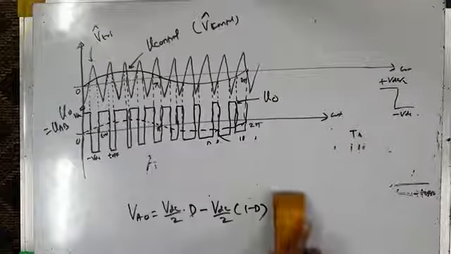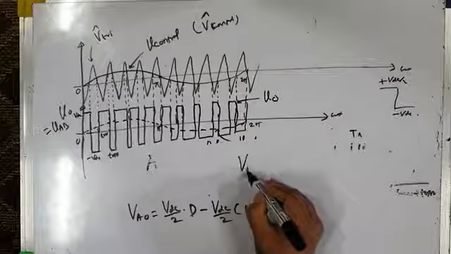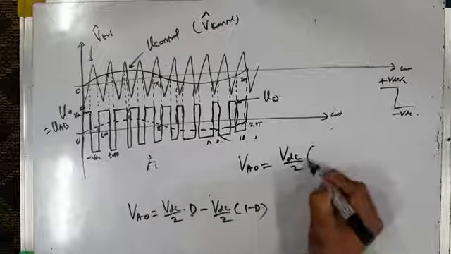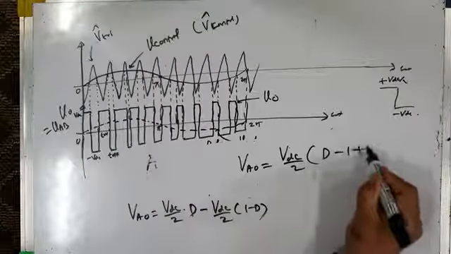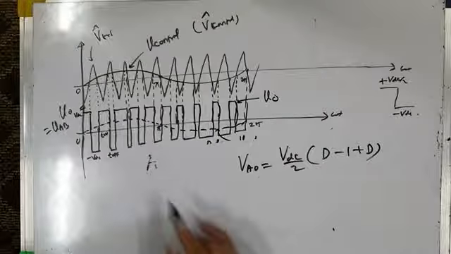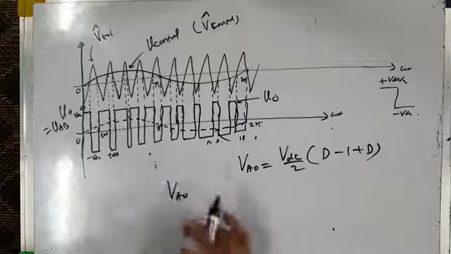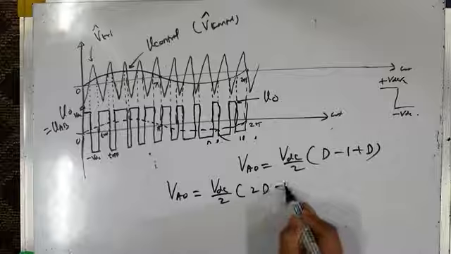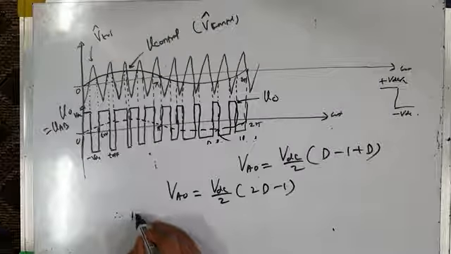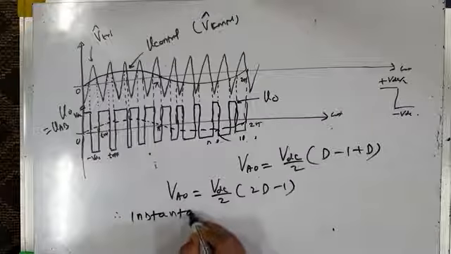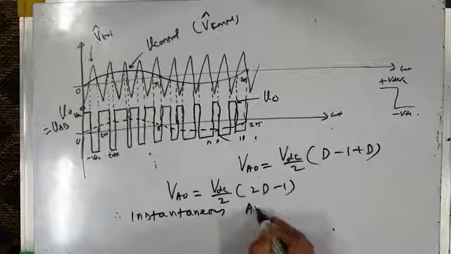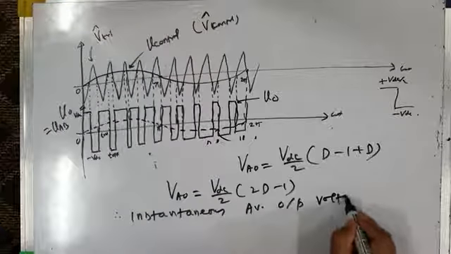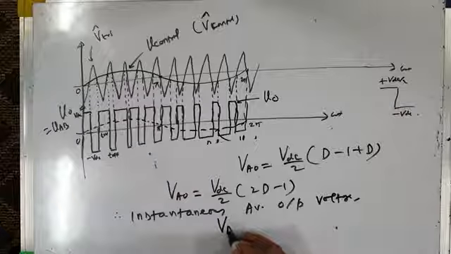So therefore I can find the average pole voltage equal to VDC by 2. If I take VDC by 2 common, inside I get D minus 1 plus D. So therefore the instantaneous average value of the inverter pole voltage is VDC by 2 into 2D minus 1. This is the instantaneous average pole voltage. What is the instantaneous average output voltage? Let us call that VA.